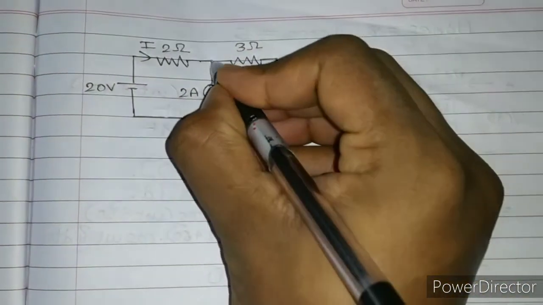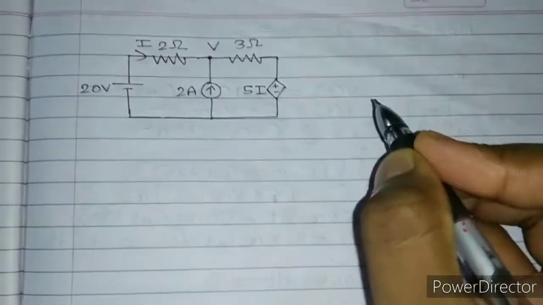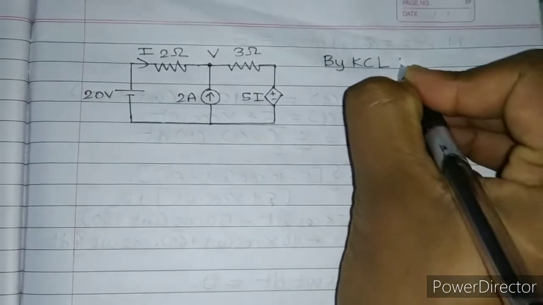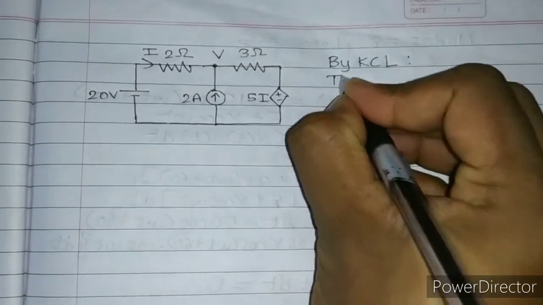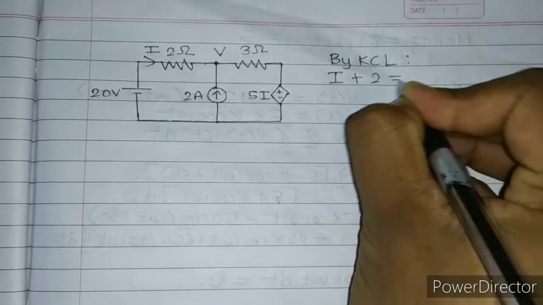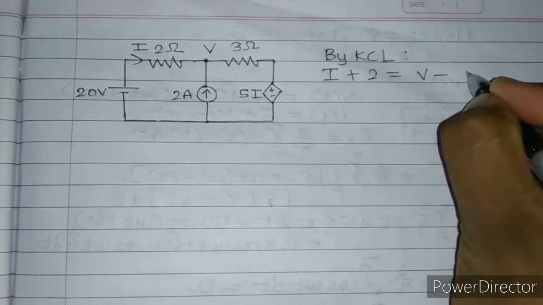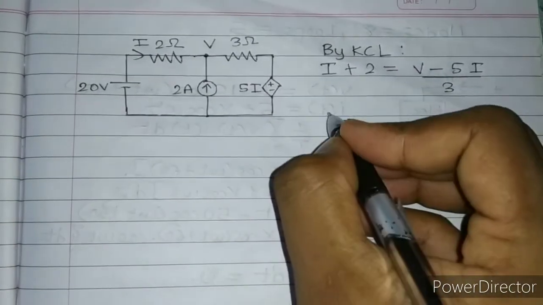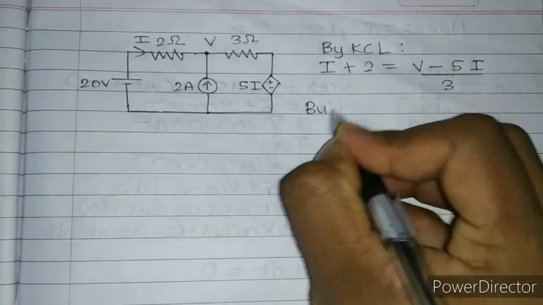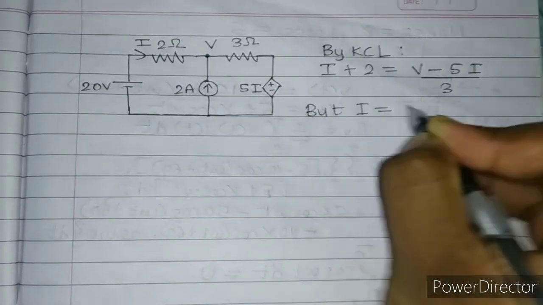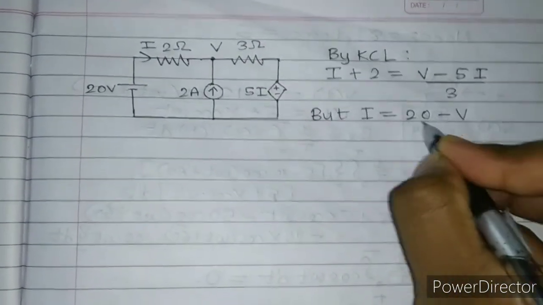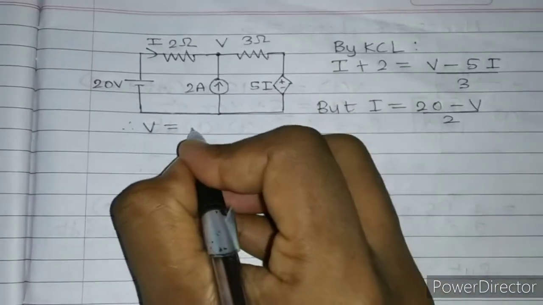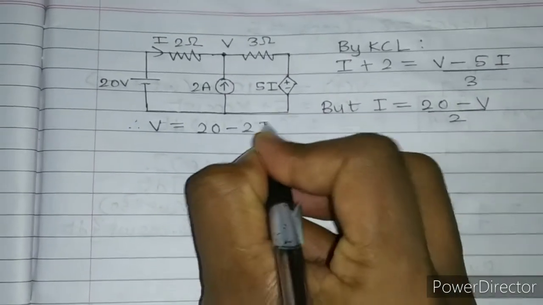Let's assume the voltage at this node to be V. By applying KCL, I plus 2 is equal to (V minus 5I) upon 3. But I is (20 minus V) upon 2. Therefore, V is equal to 20 minus 2I.